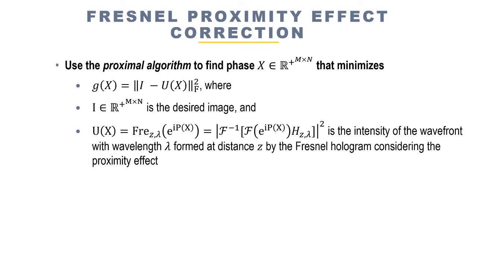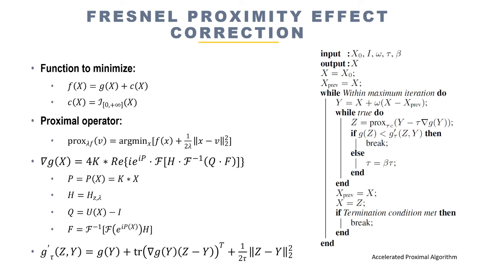This method uses the proximal algorithm to find the non-negative phase x that minimizes the difference g(x) between the desired image I and the intensity of the observed wavefront under the proximity effect, propagated to a specified distance using Fresnel diffraction. The cost function is the sum of the intensity difference g(x) and the indicator function c(x) to ensure the non-negativity. For more details on the algorithm and derivation, please refer to the paper and the supplemental material.